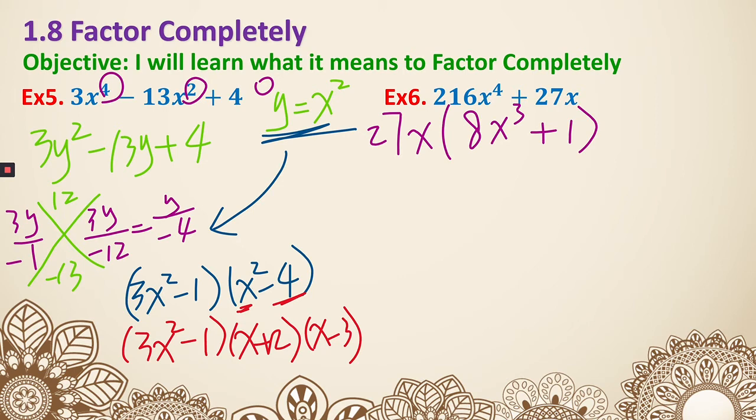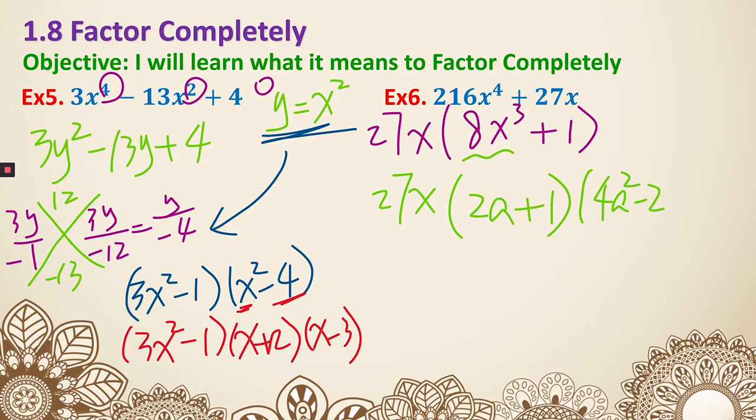So after that, I can see 1 is a perfect cube, 8x cubed is also a perfect cube. That means I can use a cube formula. So 27x stays outside. For my cube formula, first thing, that is going to become 2a. Then I still have a plus 1. Second parenthesis is going to be the 2a squared, which is 4a squared, then minus 2a, and then plus 1. Nothing else I can factor. I'm done with example 6.